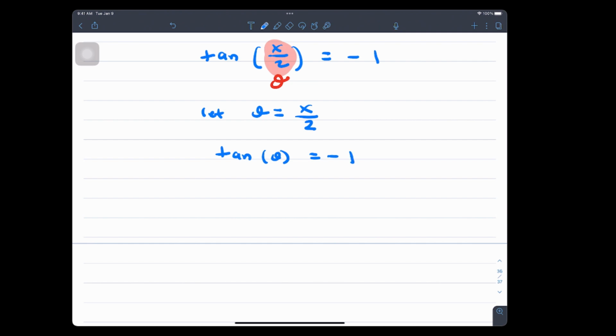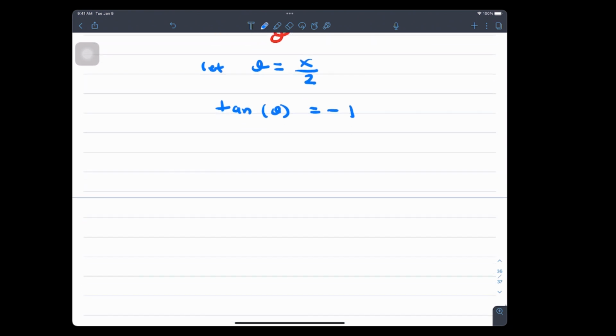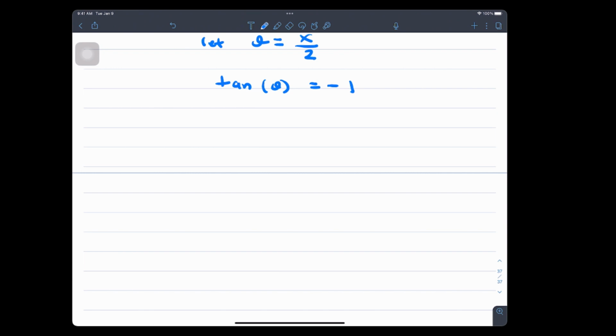So you're going to change the variable, and then you're going to change it back. That's all. Change the variable and then change it back. So do you guys know you're going to need the reference angle? And sometimes by now, some of you may say, you know what, Mr. Judge, by now I know this process.